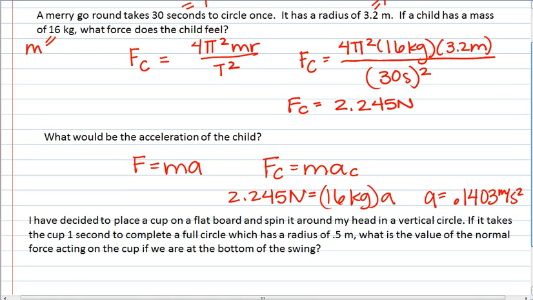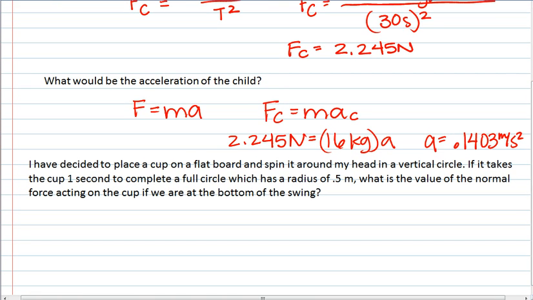Now this brings up an important point. We have this object that's moving at a constant speed, but it has acceleration. It has acceleration because it's changing directions. And that's why an object moving at a constant speed going in a circle will end up having a net force acting on it and a net acceleration.